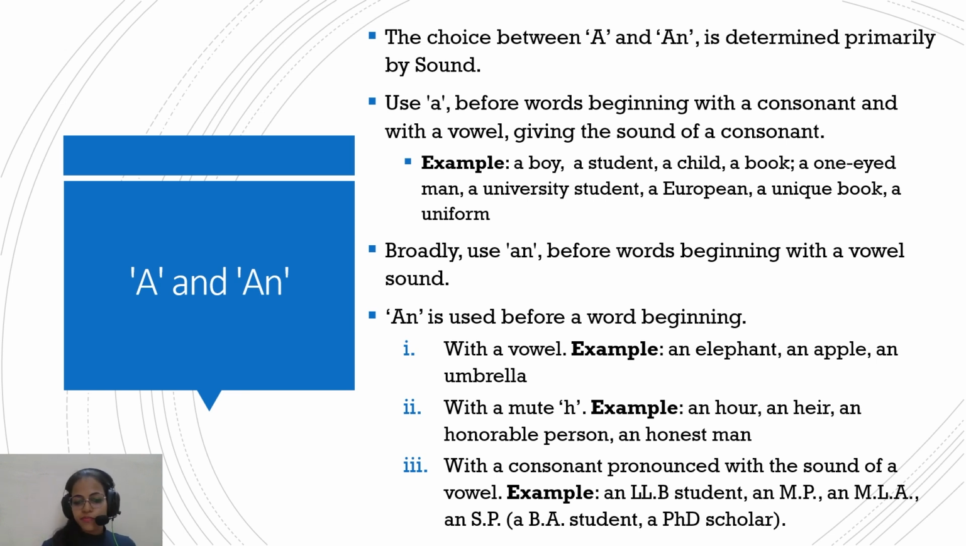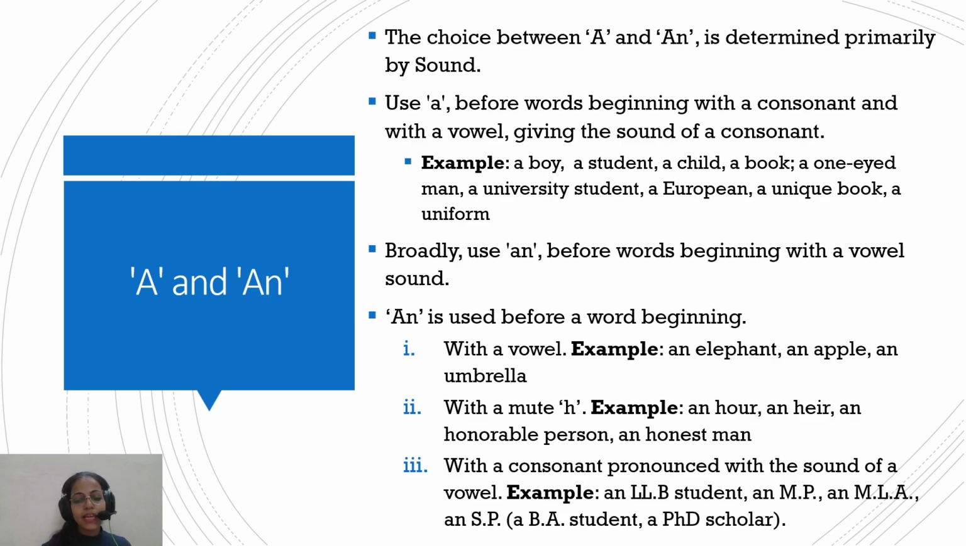An honorable person. H is silent here. "Honorable" sounds like it's starting from O. So, an honorable person, an honest man. All these words with a muted H will be followed by the article "an", as with a consonant pronounced with the sound of a vowel.